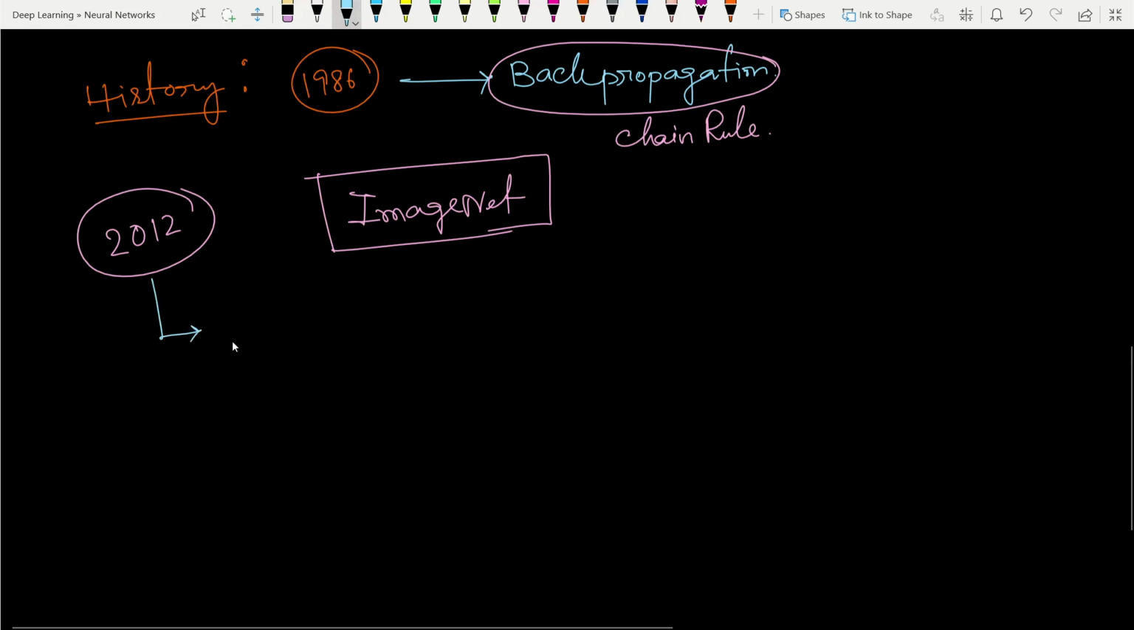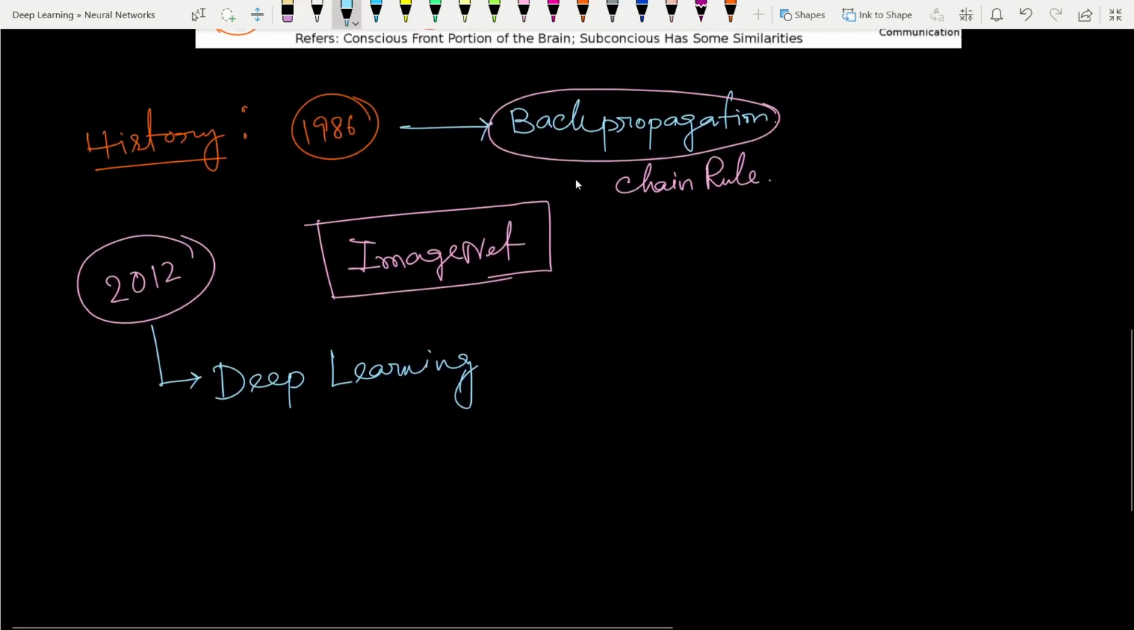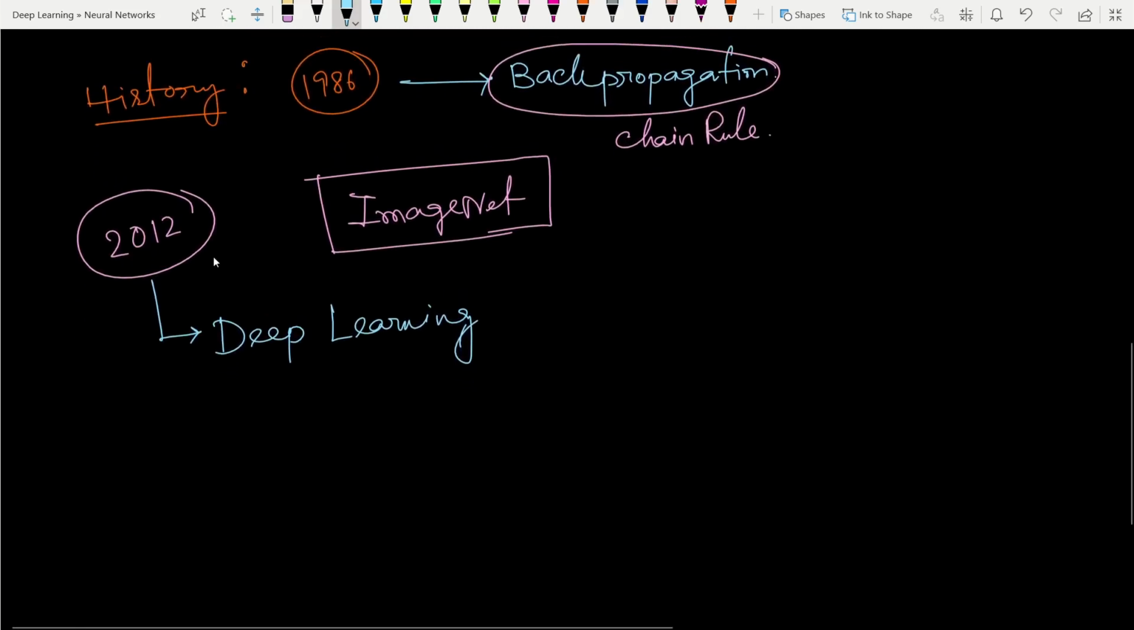But in 2012, using the deep learning concept, mainly multi-layer perceptrons, they discovered a huge amount of effectiveness and results for that particular dataset. So this is the main one. Why did this happen? You can see backpropagation came in 1986, but it gave success in 2012. What is the main reason behind it?